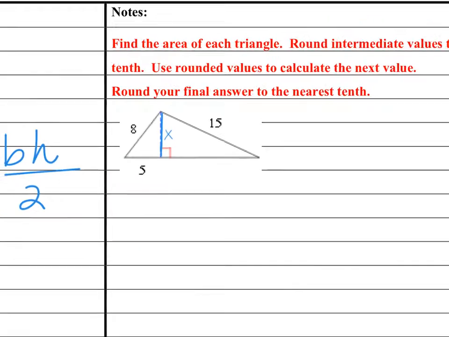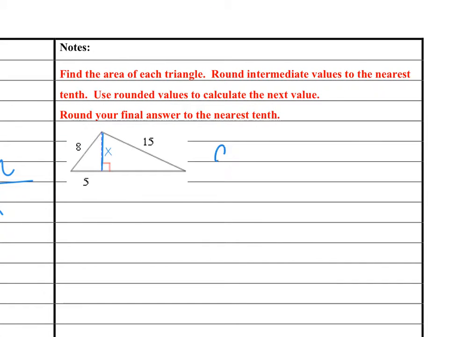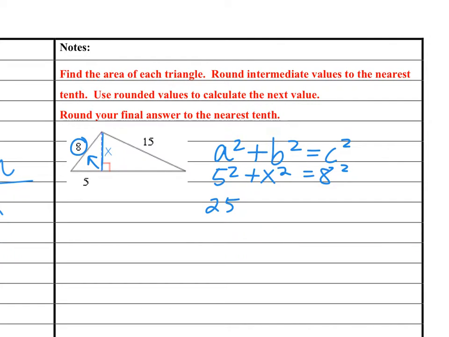So let's go ahead and write the Pythagorean theorem. This is not a Pythagorean triple, unfortunately, so we're going to have to solve it out. I know that the side across from the right angle is c, so 8 is c. So 5 squared plus x squared is equal to 8 squared. What is 5 squared? What is 8 squared? Bring down the rest.